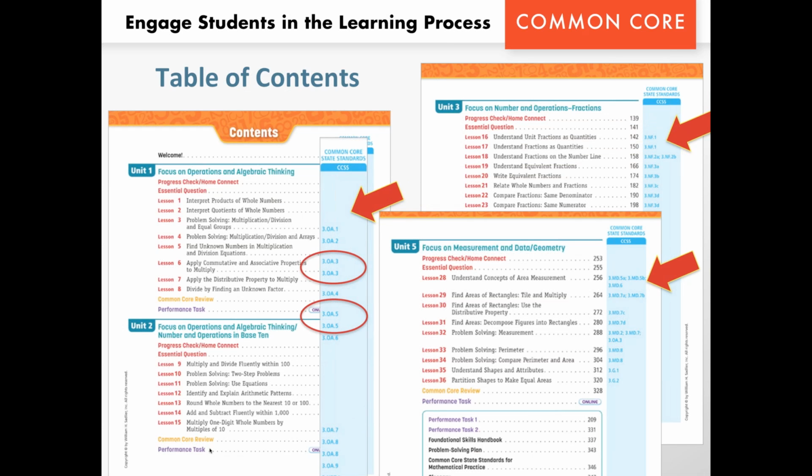So as I gave you a sneak peek of this before I played the video, one way that we let students know what content they will be learning is in the table of contents. Every lesson is clearly identified with the Common Core standards. So the students know which standards they'll be focusing on as well as being held accountable for.